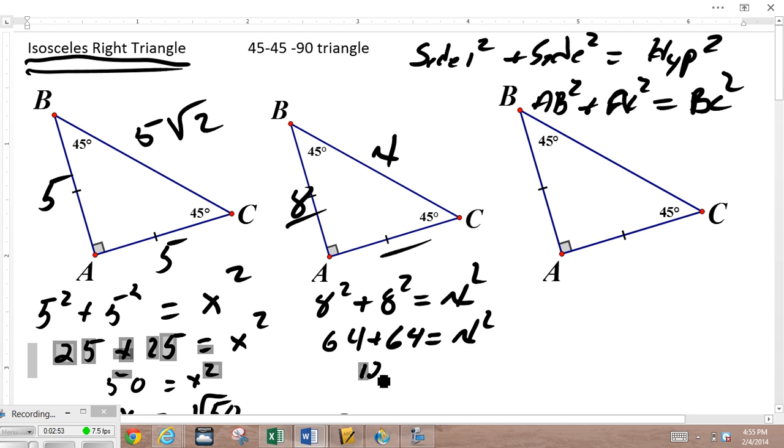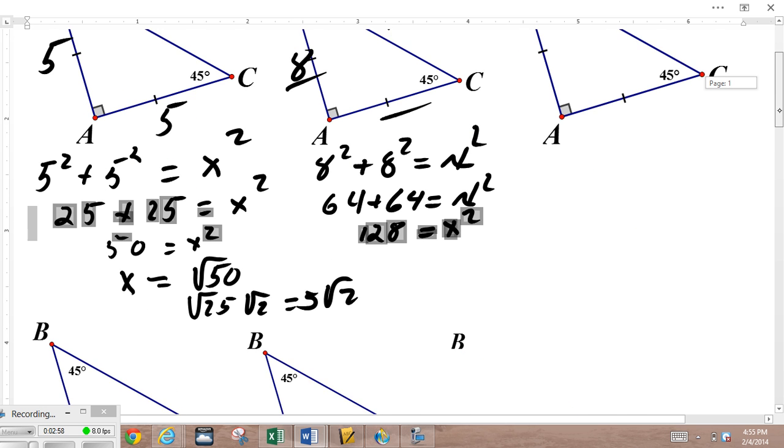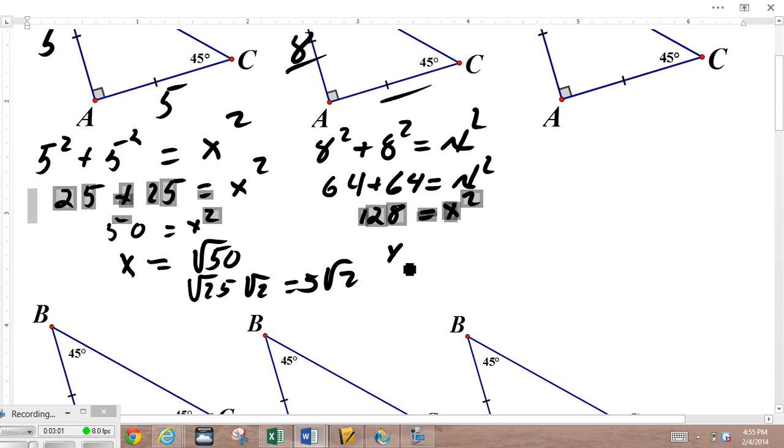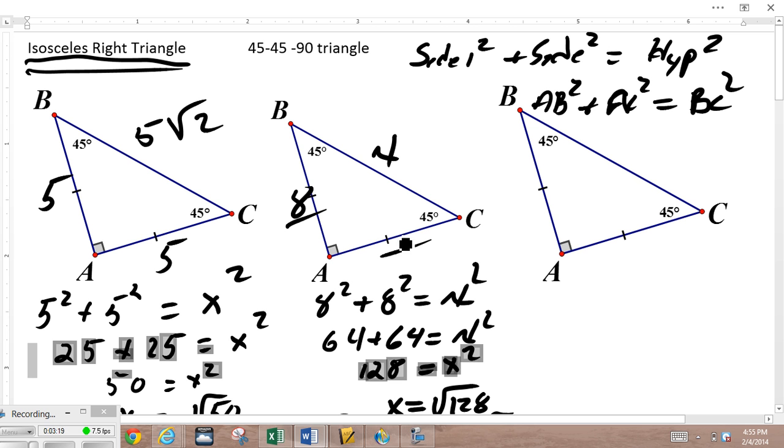64 and 64 is 128, which is x squared, which means x is going to equal the square root of 128, which of course is the square root of 64 times 2. So that's 8 root 2, which is what x is. So here again we had the right triangle, which had both sides equal, both sides were 8 and 8, and the hypotenuse ended up being 8 times the square root of 2.